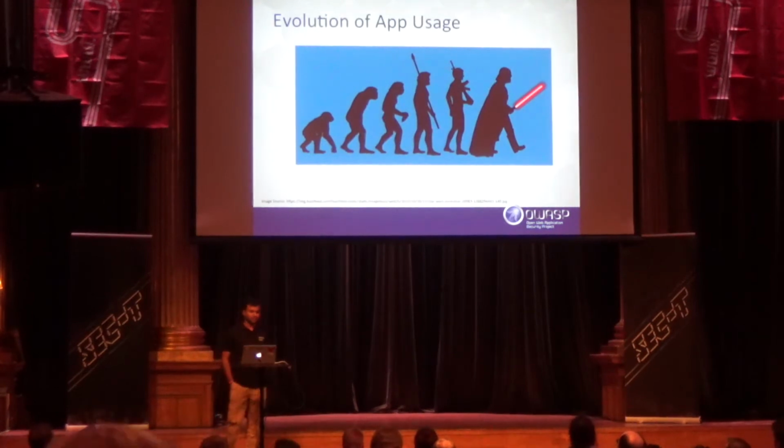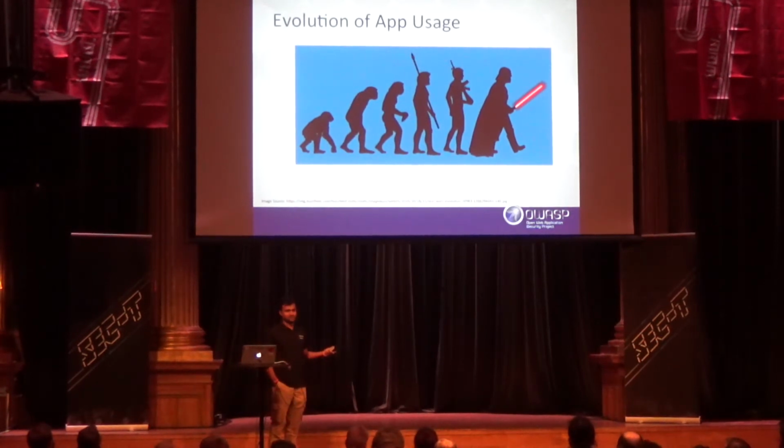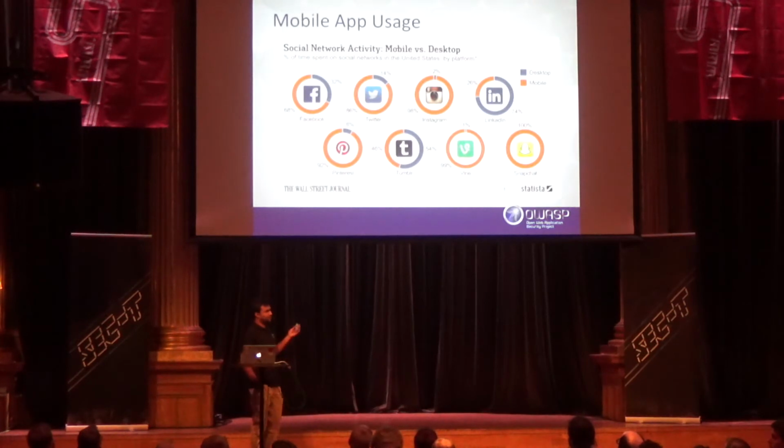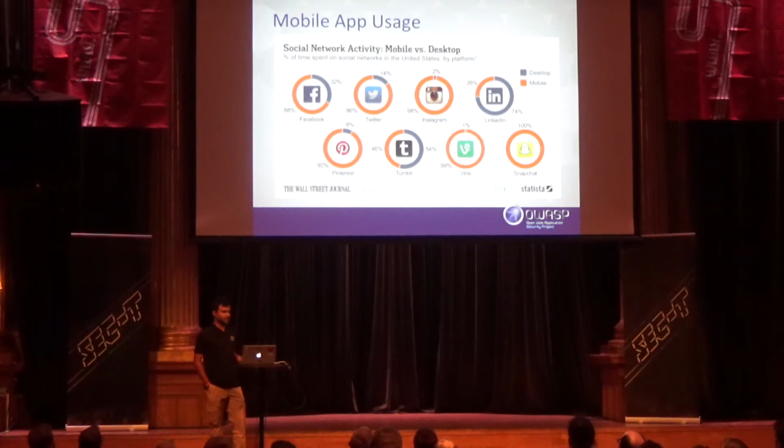So the first thing is why to care about mobile security or iOS application security. If you see the evolution of applications, now most of the traffic is based on mobile applications rather than web applications. All the top social networking sites and Netflix have more than 60-70% of their traffic on mobile applications rather than the web. So mobile has become a very important part.